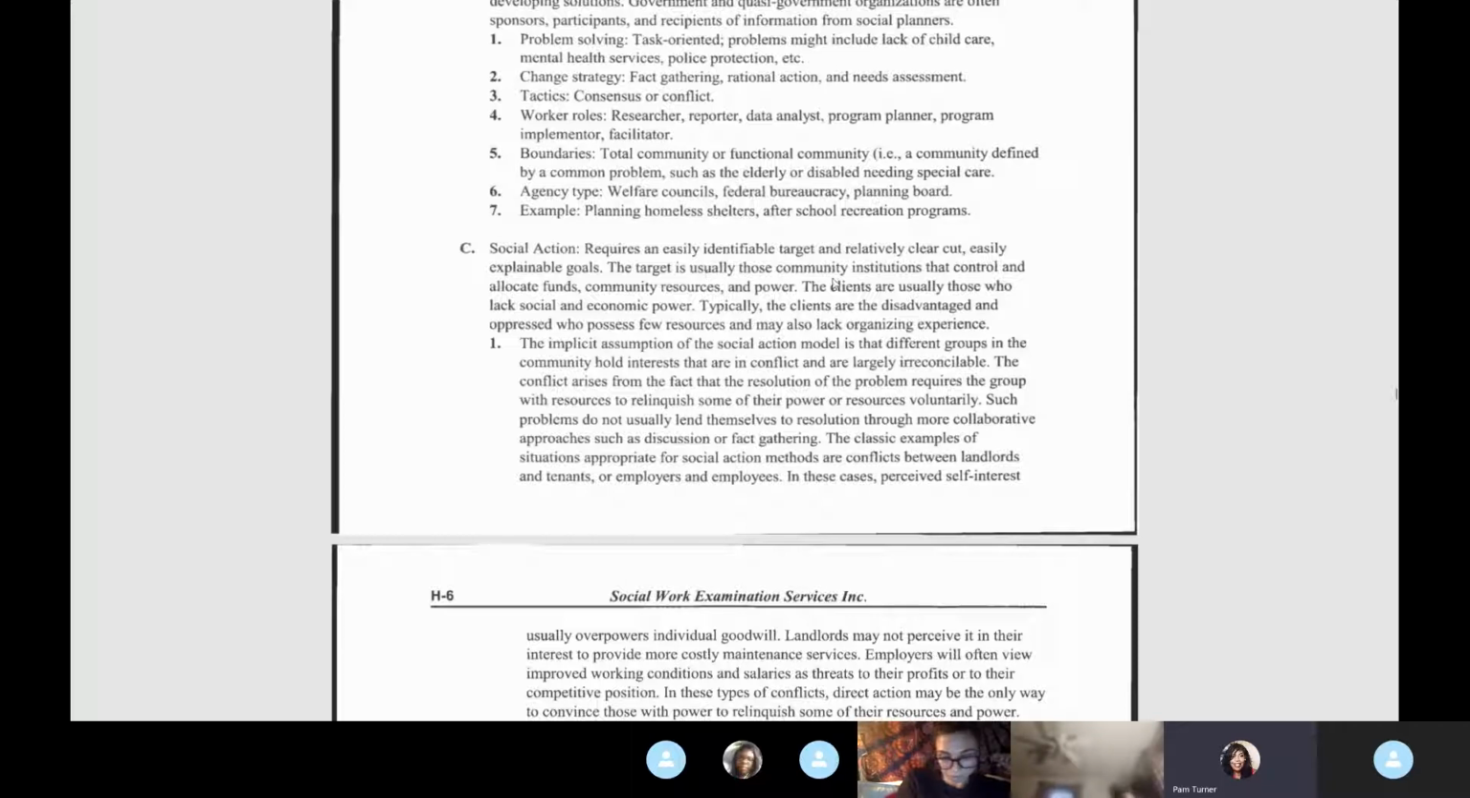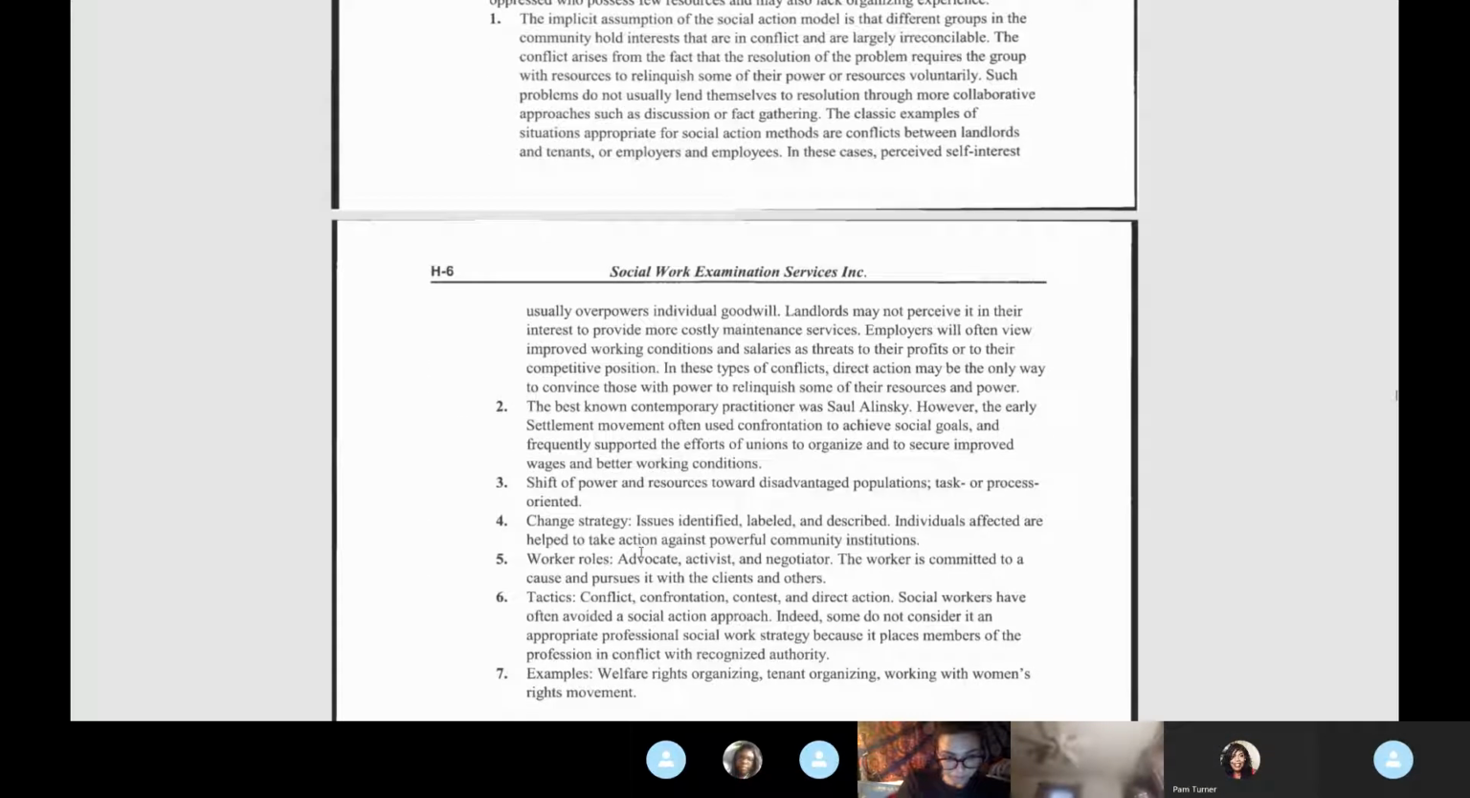Okay, the target is usually community institutions that can control or allocate funds, community resources, and power. The clients are usually those who lack social and economic power. They're typically disadvantaged and oppressed. They have few resources and may often lack organizational experience. Okay, so that is when, as a social worker, you're getting everyone together. I'm going to use that social action model. It's been used a lot to really just make those changes.